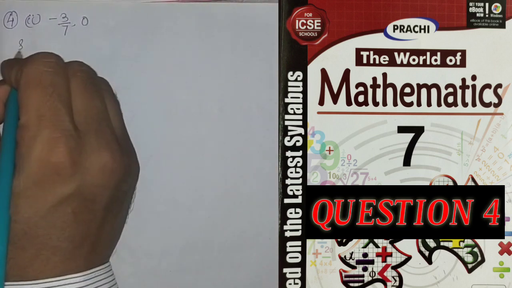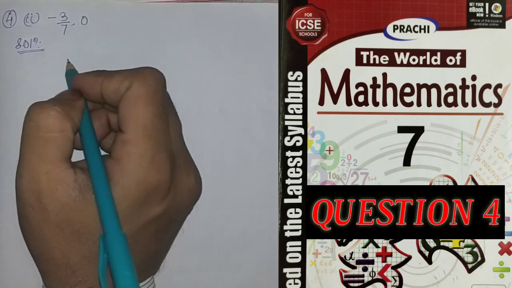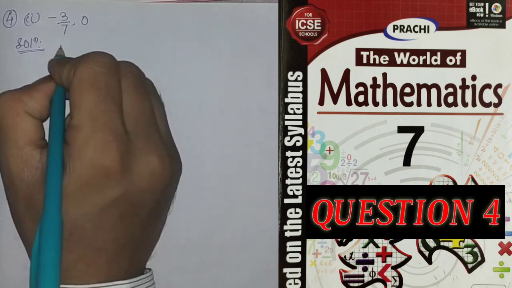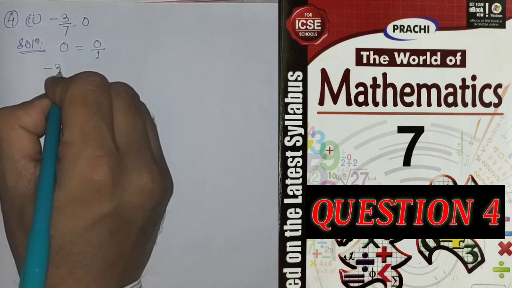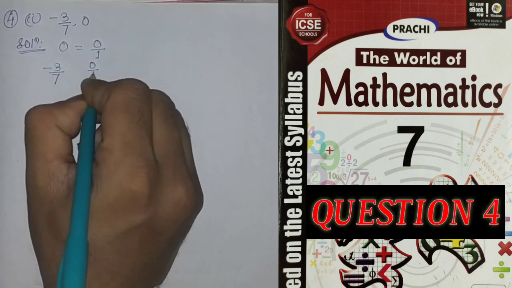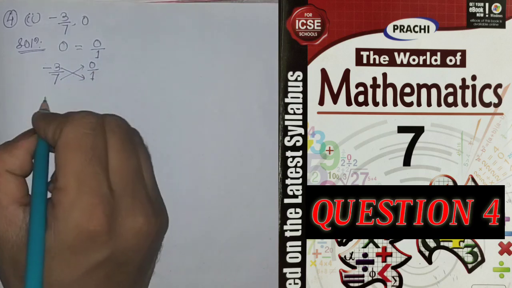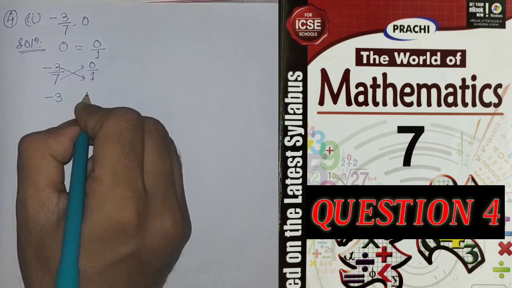Okay. Now solve this. -3/7 and 0. In the same way as we did in the last question, 0 we can write as 0/1. -3/7 is given here and 0/1 is here. Multiply this side by this and this one by this one. -3 into 1 is -3. 7 into 0 is 0.